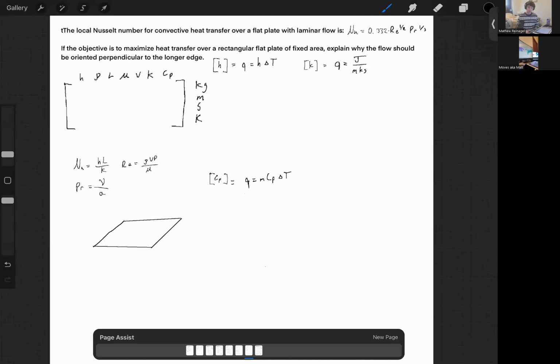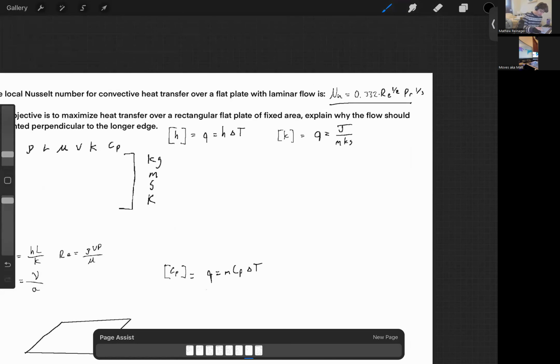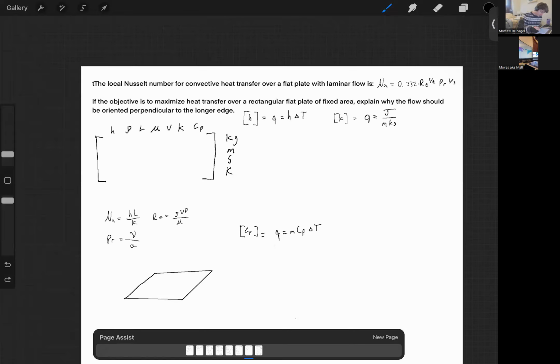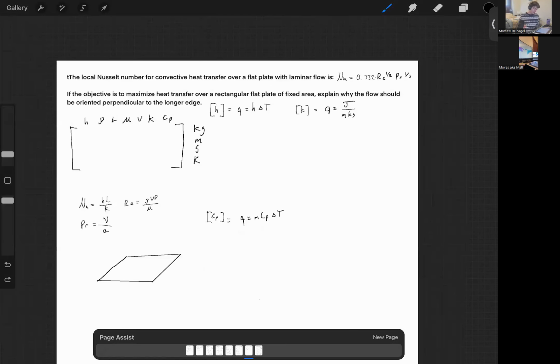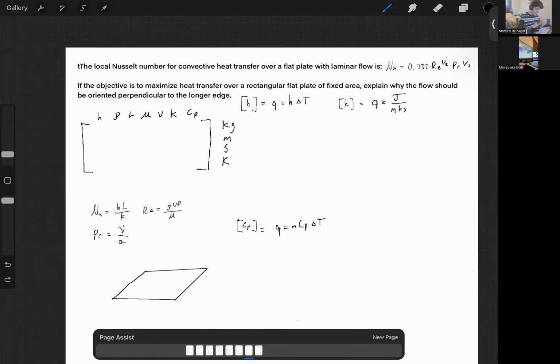Hey guys, in this part of the video, we are going to be looking at the conductive heat transfer over a flat plate with laminar flow due to the local Nusselt number, a Nusselt number, my bad. Essentially, we're going to try to maximize the heat transfer over this plate and prove that the flow should be oriented perpendicular to the longer edge. So.